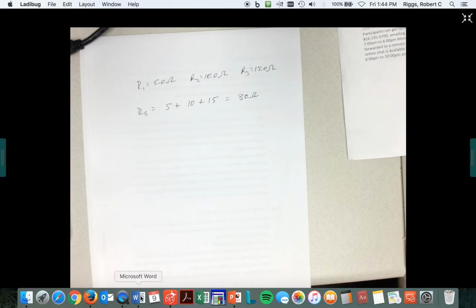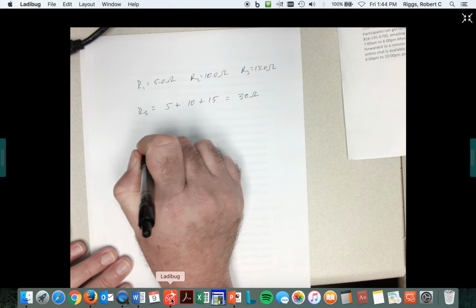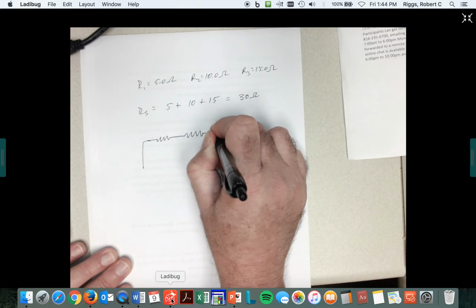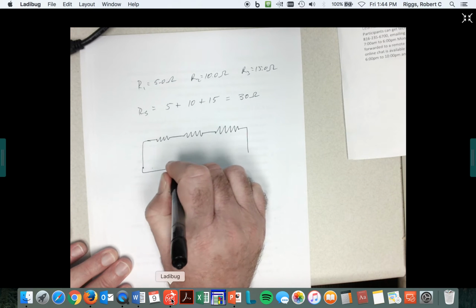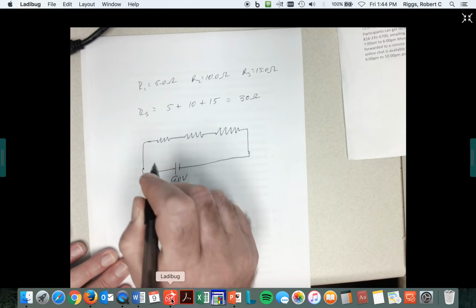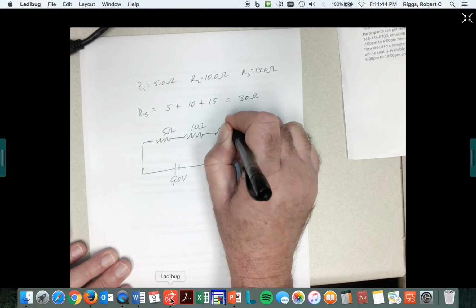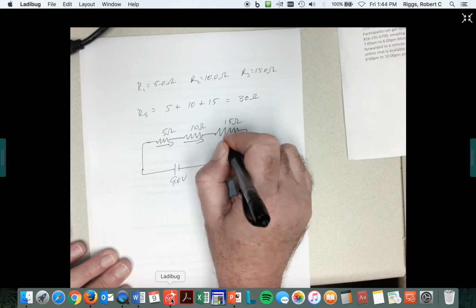What's the next question now? What else do they say? What is the current in each resistor? Oh, let's draw the picture and look at the current real quick. Okay, so here we have this little 5 ohm, bigger 10 ohm, much bigger 15 ohm resistor, hooked up to a 9-volt battery, I think. All right, so we want to know the current going through each one of these.